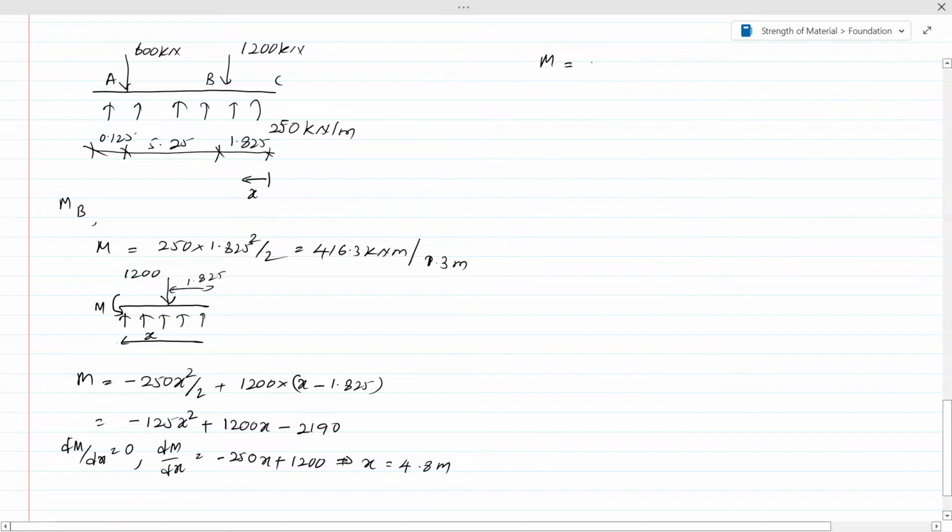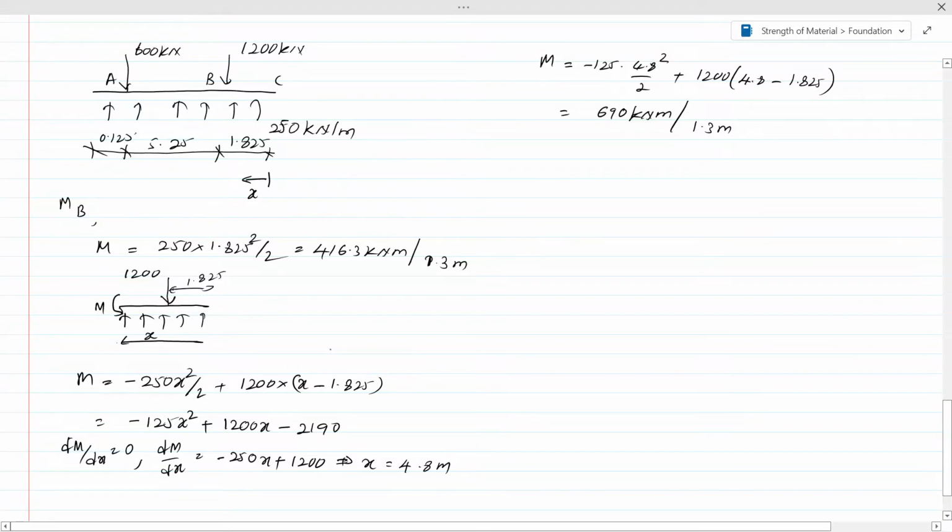So you can substitute into the equation. M equals minus 125 into x squared, that is 4.8 squared divided by 2 plus 1200 x 4.8 minus 1.825. From this we can calculate the M as 690 kilonewton meter. This is also for 1.3 meter width. When you calculate the reinforcement area, we can use this. Now we know the bending moment.